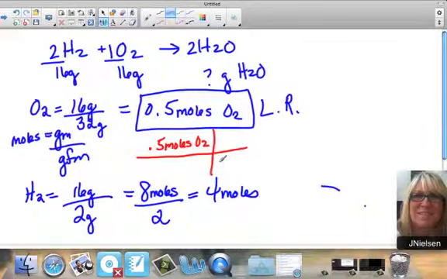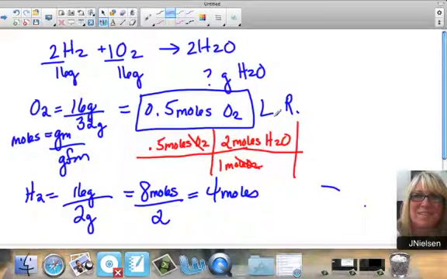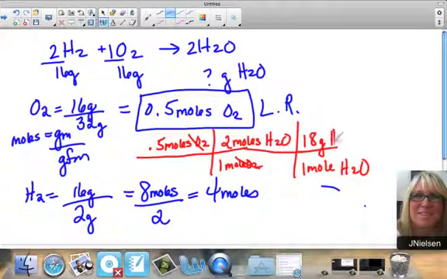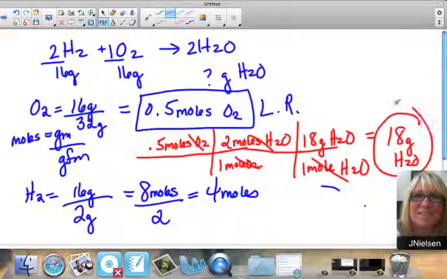I've got 1 mole of O2 from my equation going to 2 moles of H2O. My moles of O2 cancel, and I need grams, and we know that 1 mole of anything equals the gram formula mass. So 1 mole of water is equal to 18 grams. And now my moles of water cancel. So I've got 0.5 times 2 times 18, which gives me 18 grams of water as my final answer.